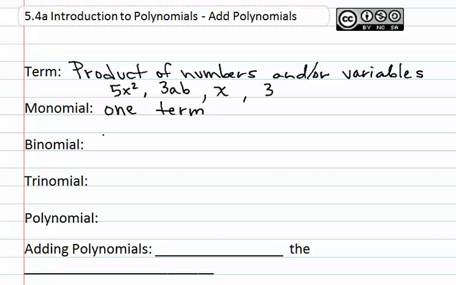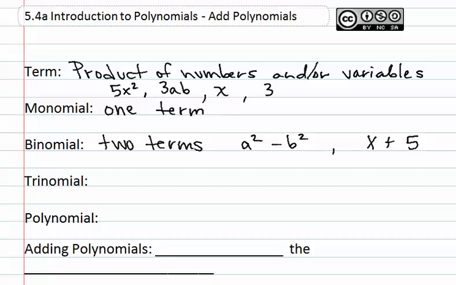A binomial means that you have two terms. This means that two terms are being added or subtracted. This could look something such as a squared minus b squared, or it could be something like x plus 5.